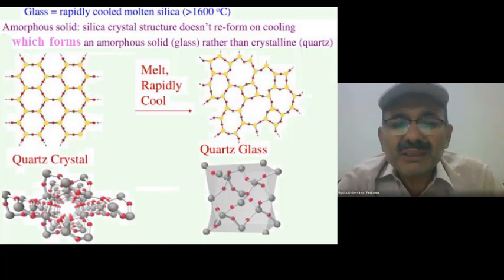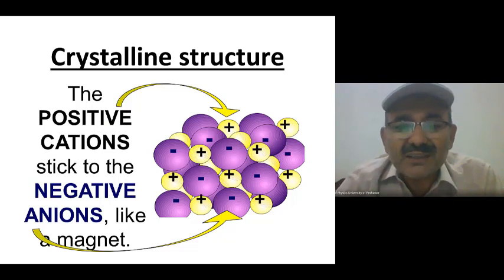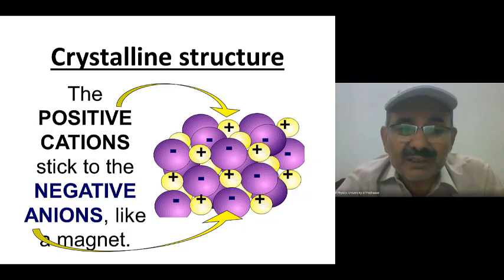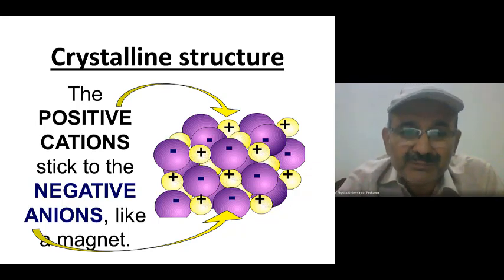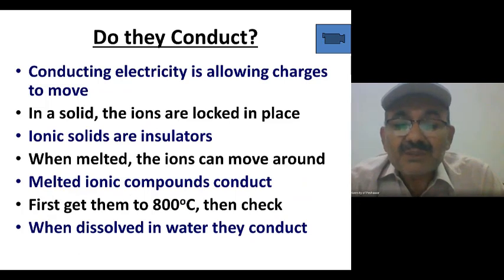A regular repeating arrangement of ions in the solid is the crystalline structure. You know, ions are strongly bonded. Strongly bonded means at definite angles, and it is difficult to move them, and the structure is rigid. High melting points because of strong forces between ions.